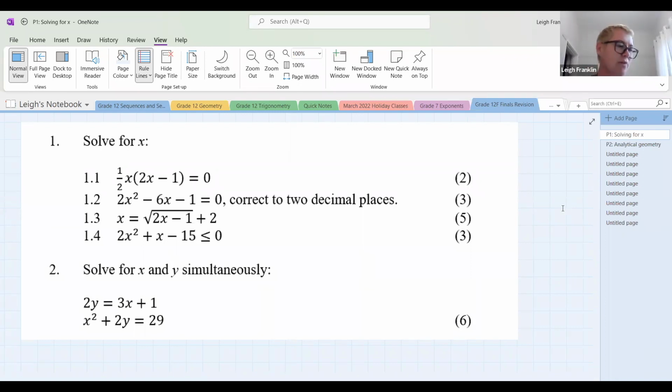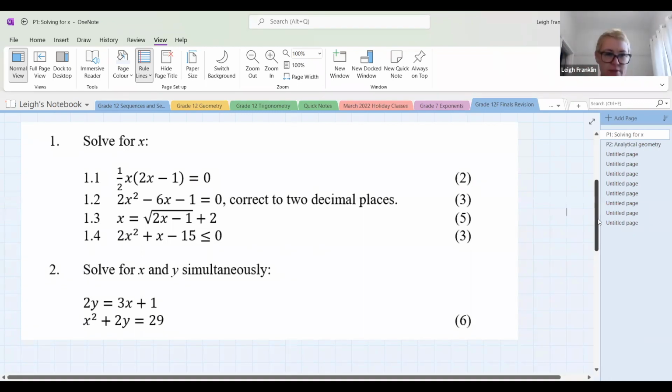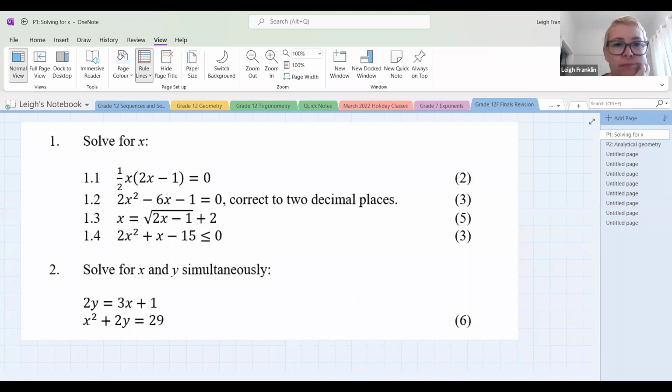All right, so if we have a look at question 1.1, what do you guys think we should do with question 1.1? What's the next step? What do you notice? Okay, so Razan's messaged me. Right, so when you say multiply, Razan, do you mean multiply out the brackets? So get rid of the brackets. Okay.